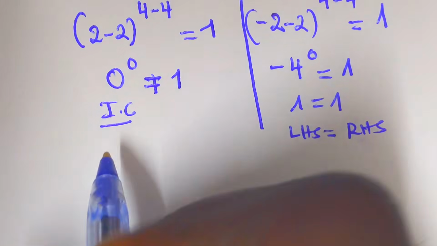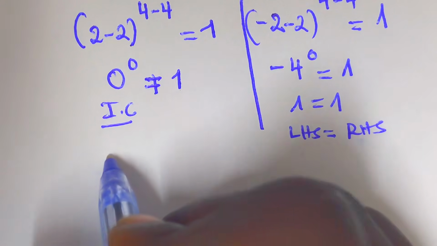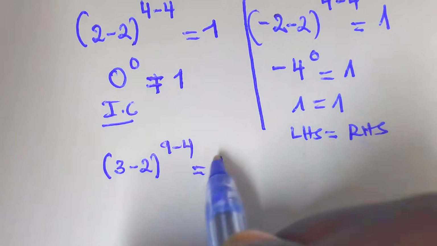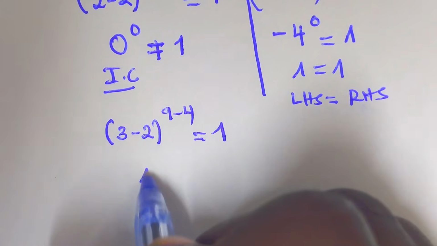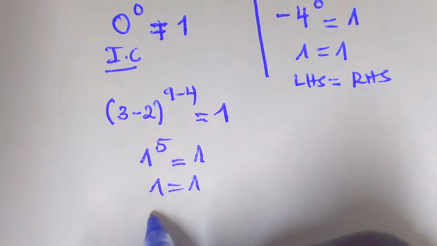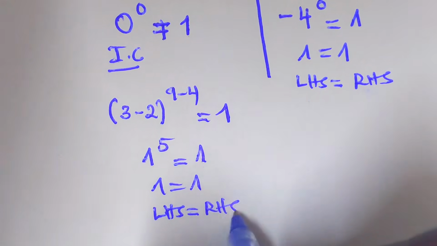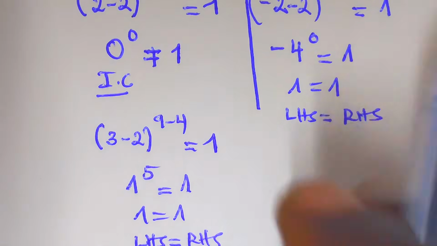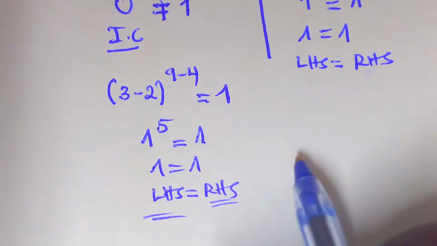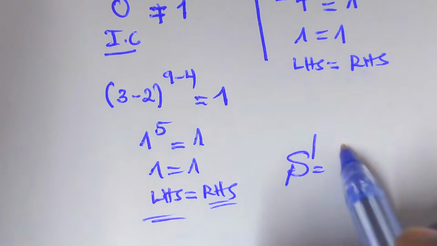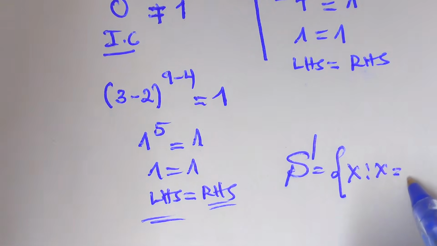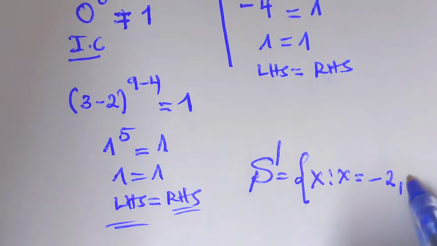And the last one is 3. We get 3 minus 2, power 9 minus 4, which equals 1. The answer is 1 power 5, which equals 1, and 1 equals 1, left hand side equals right hand side. So 3 is among the solutions that we have. The solution set should have x equal to negative 2 and 3.